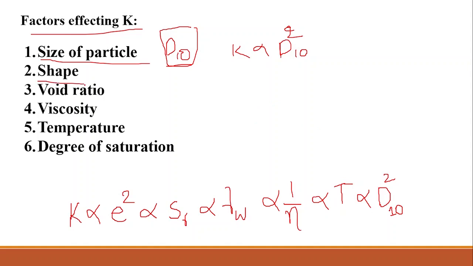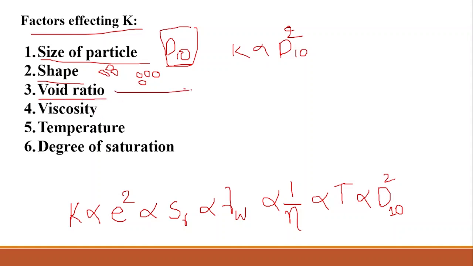How does shape affect it? If you consider the soil particles, they may be rounded or angular in shape. If the particles are angular, due to this angular shape the permeability of the soil will get reduced. If the particles are in a uniform rounded shape, then due to this rounded shape the permeability of the soil will increase for the same void ratio.